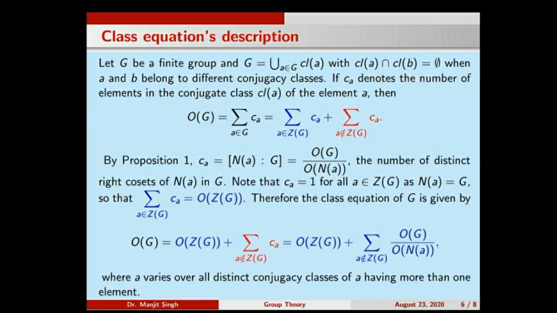So the summation becomes order of center of G. And the next part, which is in red color, you see that it can be replaced by this proposition with C_A, order of G upon order of N_A. So it is a simple description of this class equation I have given.